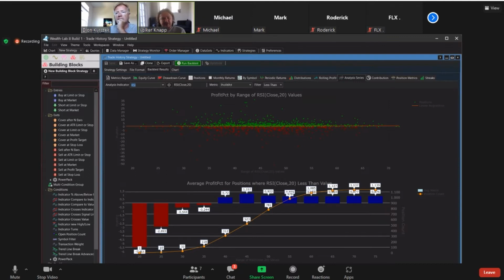There were 10 trades where the RSI 20 was between 20 and 25, and the average loss was 2.89. So if he just filters these 10 trades out, he already has a much higher profitability. This is what this analysis series is doing. I find that really interesting. It quickly gives you an idea, and it's hardly ever that clear, I think. I don't know whether you've seen that, Dion.